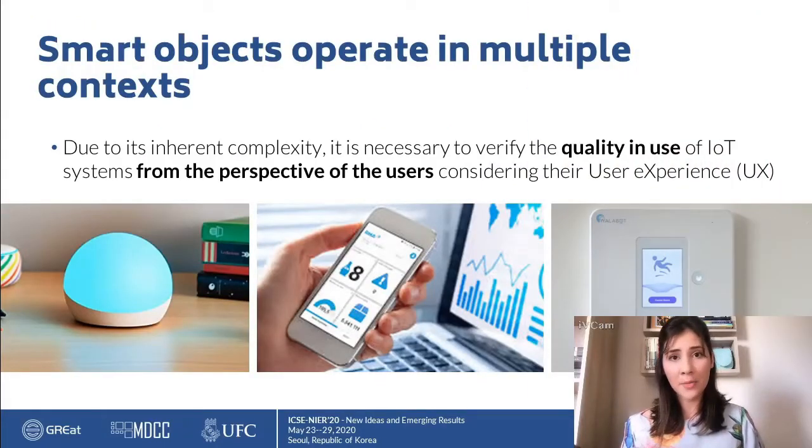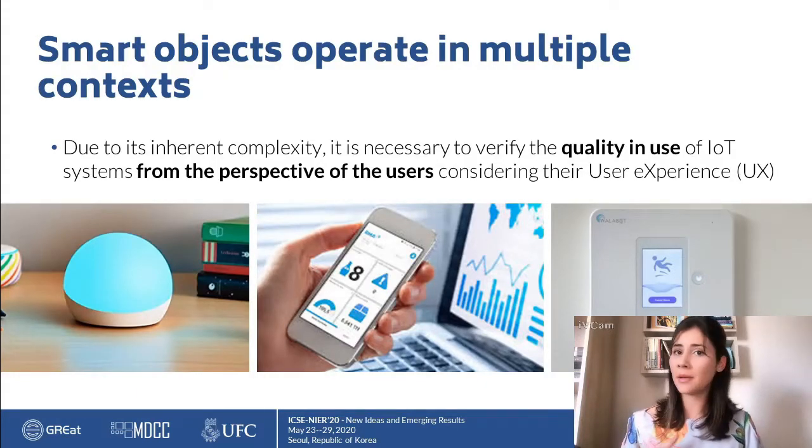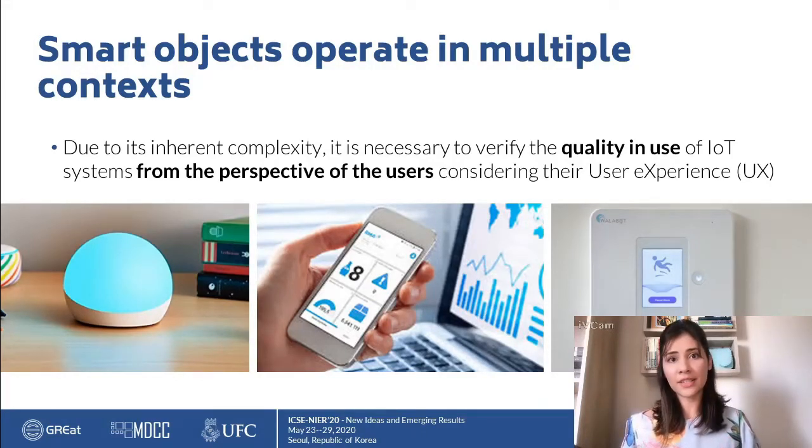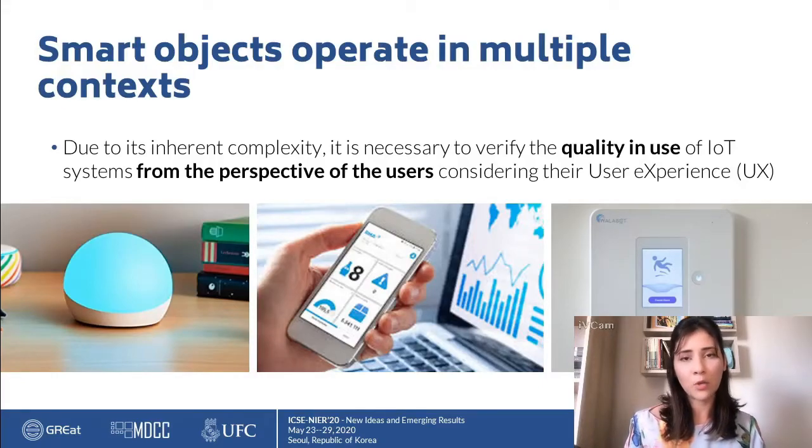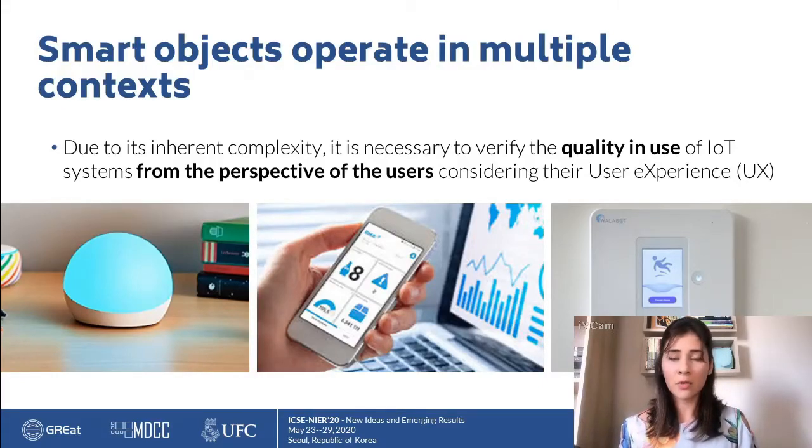In an IoT environment, smart objects may operate in multiple contexts. Each time someone interacts with a smart object, the success of this interaction may be more related to personal characteristics and the context of use than with the technology itself. Because of this, and because IoT systems are rather complex, every time we evaluate IoT quality in use, we should consider evaluating it from the perspective of the user.